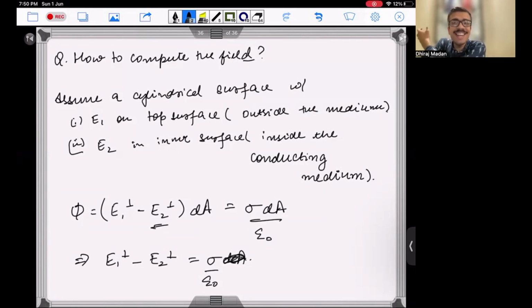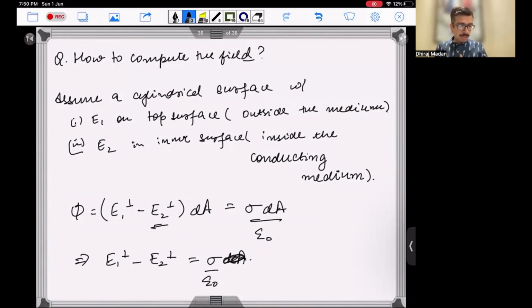And note that until now, we haven't used any property of electrostatic conductors. So this is a very general result which is true for any charged surface with charge density sigma, whether it's conducting or non-conducting, it doesn't matter. The difference in the electric fields in the upper and lower parts is always sigma over epsilon naught.